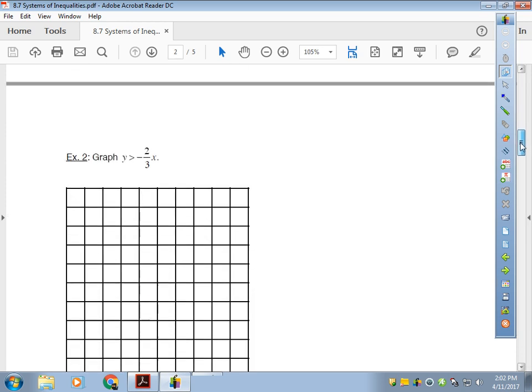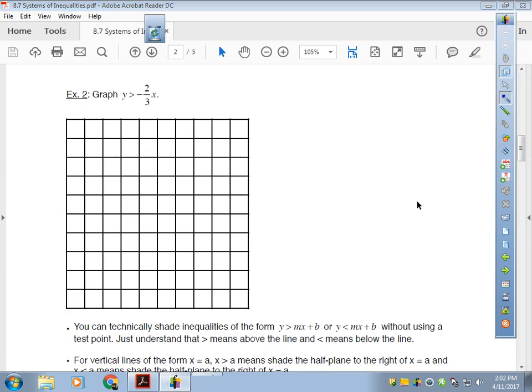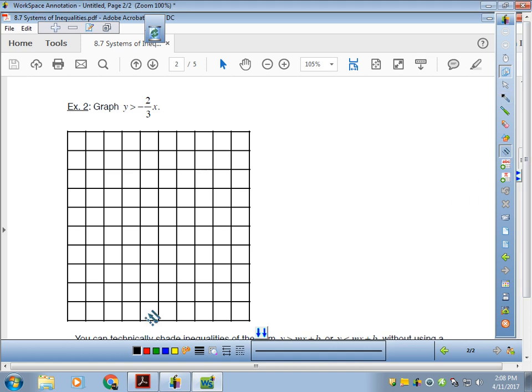Let's look at another one. So, once again, we have an inequality. This inequality says y is greater than negative 2/3 x. So we're going to replace the inequality with an equal sign. y equals negative 2/3 x. And then we'll graph it. This one's already solved for y, which is really nice. It has a slope of negative 2/3 and a y-intercept of 0. So it's going to go through the origin.